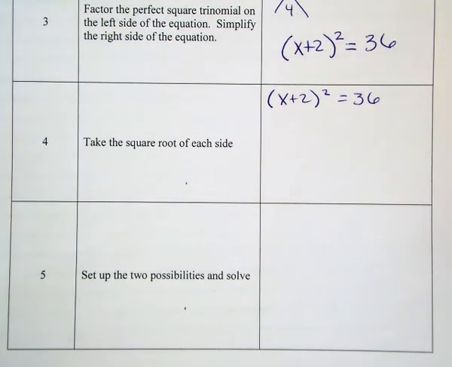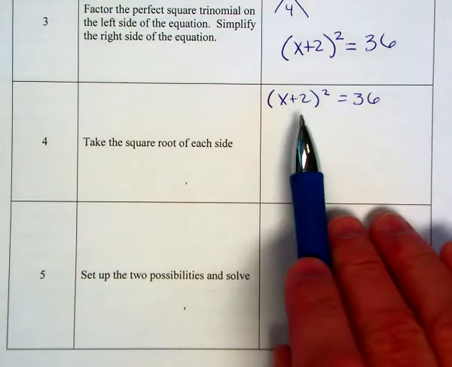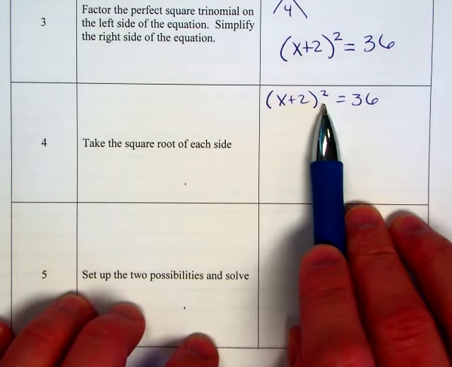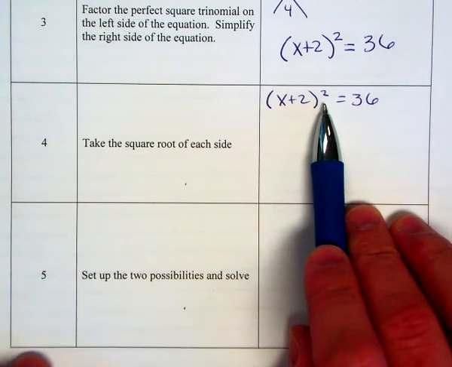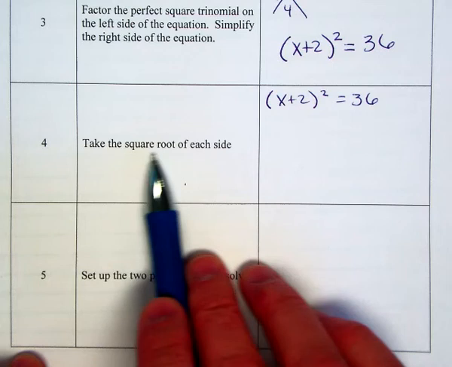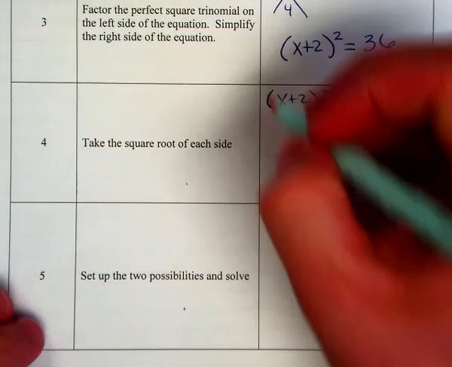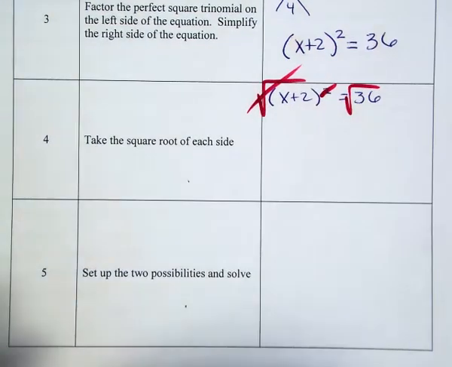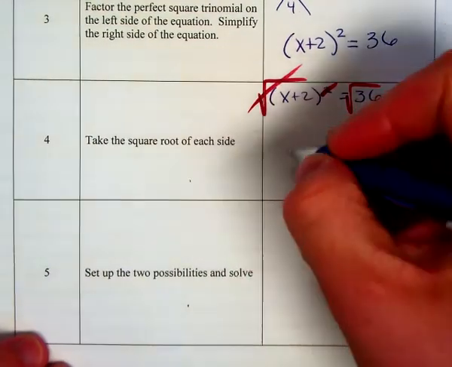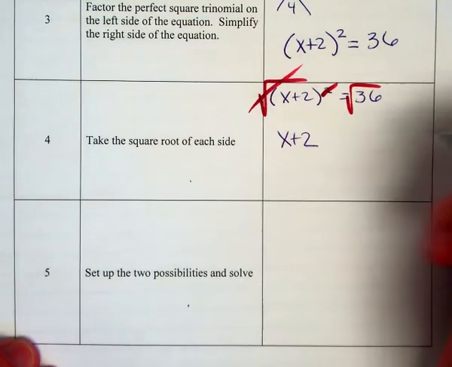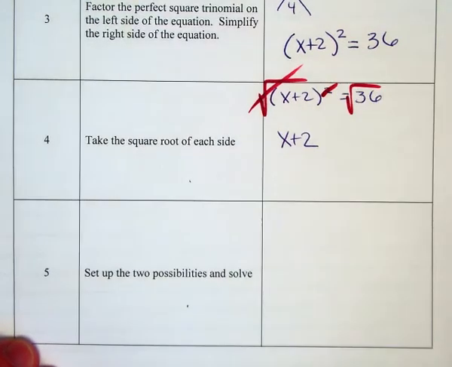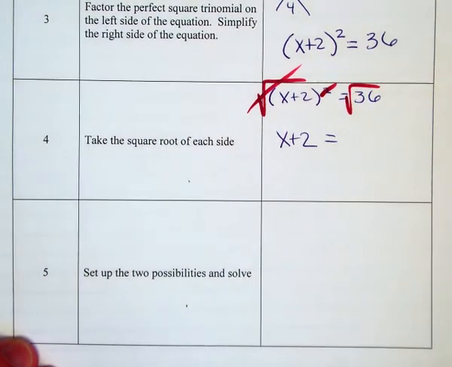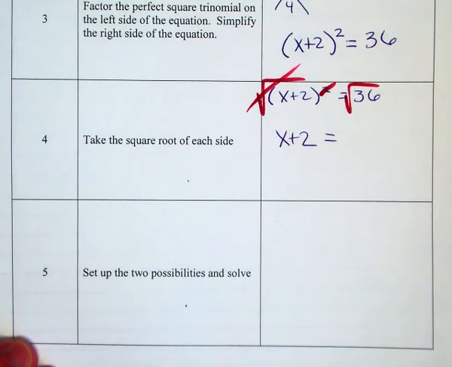We're going to start actually solving this now like a regular equation. First thing I need to do is get rid of this exponent. What's the opposite of squared? Square root. And it says right here, take the square root of each side. Square root cancels squared. So now it says x plus 2, the exponent's gone now, we just canceled it, equals the square root of 36 is what? 6. That's half of it.